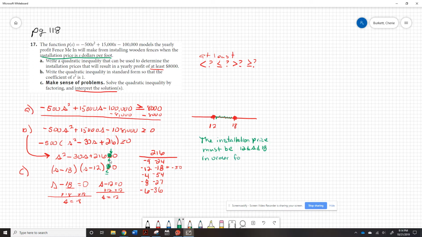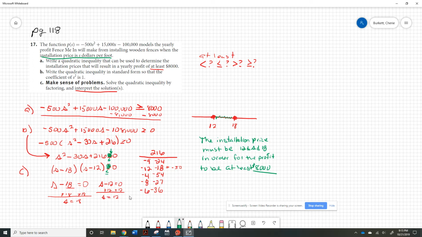in order for the profit to be at least $8,000. If you sell them for anything less than $12 or anything more than $18, then your profit will not be at least $8,000. So that is the interpretation part.